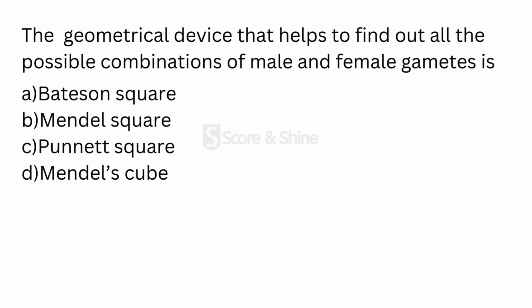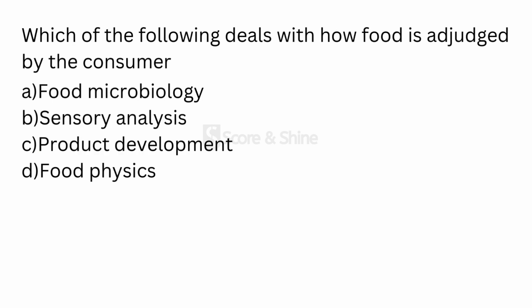And next, the geometrical device that helps to find out all the possible combinations of male and female gametes is. So the answer is Punnett square. And which of the following deals with how food is adjudged by the consumer? The answer is sensory analysis. So sensory analysis is the analysis done by the human senses like sight, smell, taste, touch, etc.